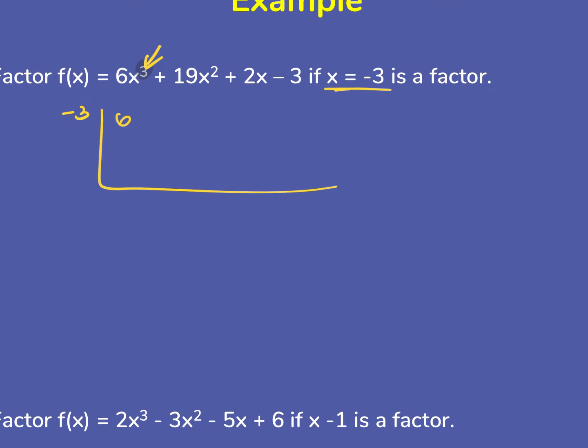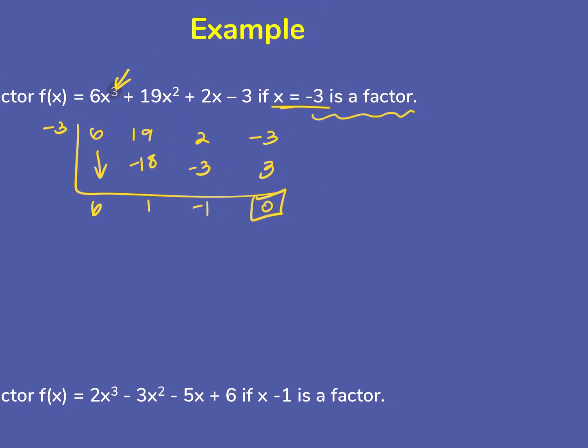I take what's left, 6, 19, 2, and negative 3. It's in decreasing degree order. Nothing's missing. I bring down the 6. I multiply it by negative 3. Put it in the next column, add it. I get 1. Multiply by negative 3. Put it in the next column, add it. I get negative 1. Multiply what's on the outside. Put it on the next column, add it, and I get 0. This should always happen if it's telling you something's a factor. If the remainder is not 0, you did something wrong, and stop it and do it again.